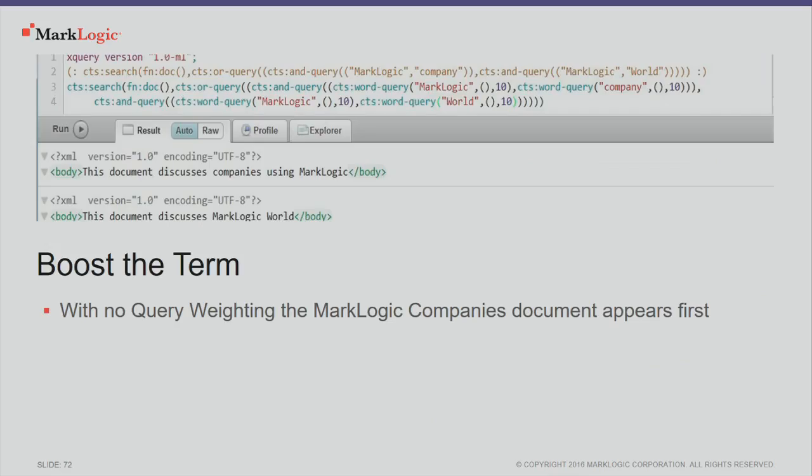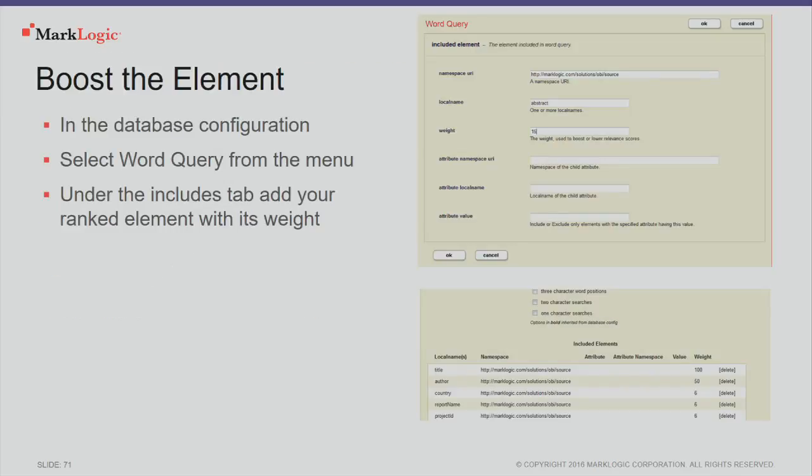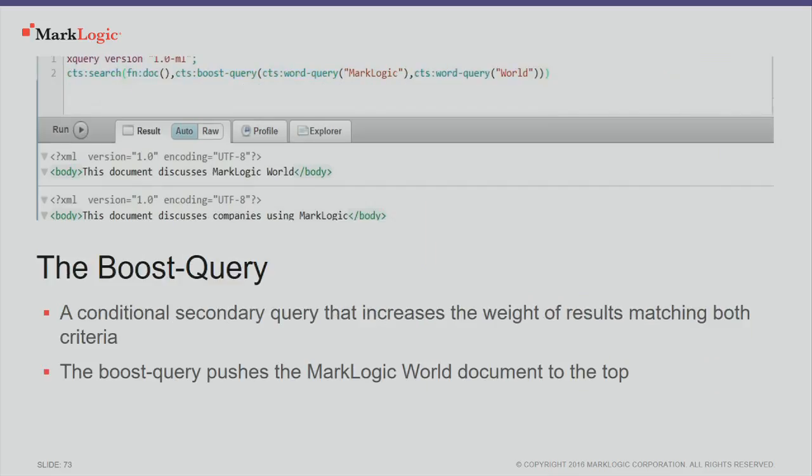Finally, you can boost the term. Here's an example where we have two documents that are pretty much identical, all things being equal. It shows up with the first document being this document discusses companies using MarkLogic first, and this document discusses MarkLogic world second. But we put in a boost query, and a boost query says, return the same answer set you would have otherwise, but rank those things that have the word world higher.